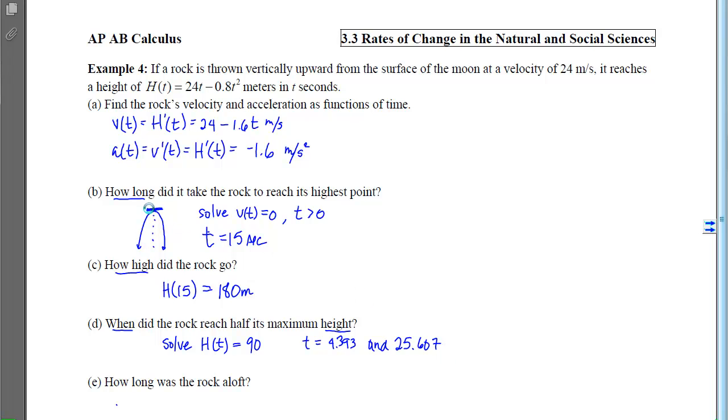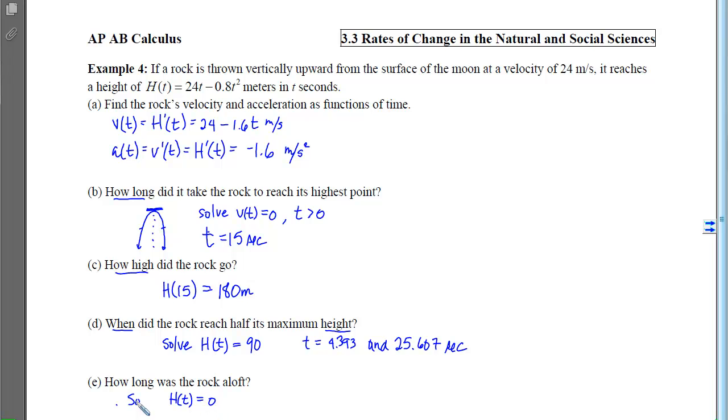If we go to this little model here, that full height was 180, and we're going to half that height at these 2 times. Last question is, how long was the rock aloft? Well, when we are no longer aloft, then we have hit the ground. So our height is going to be 0.